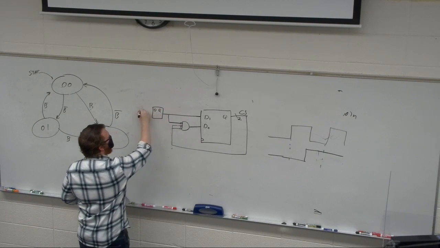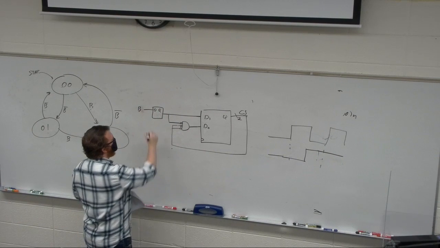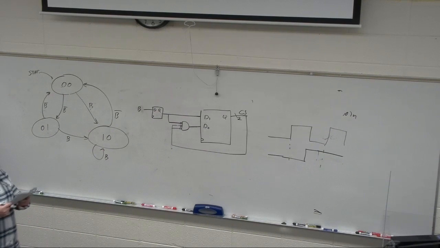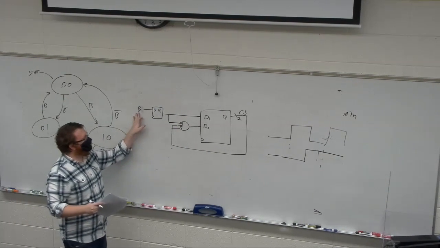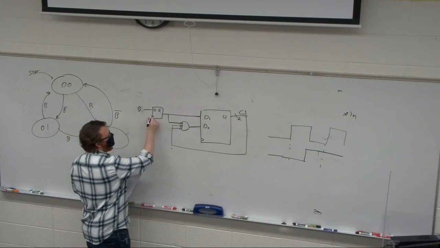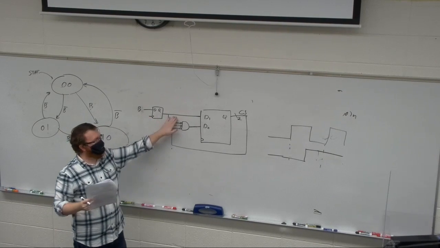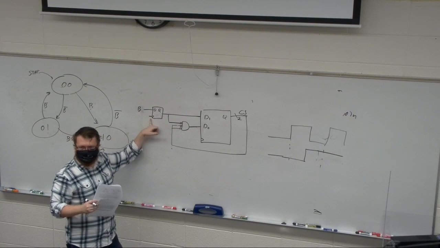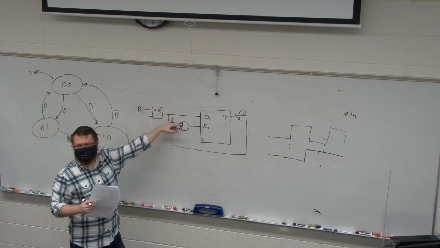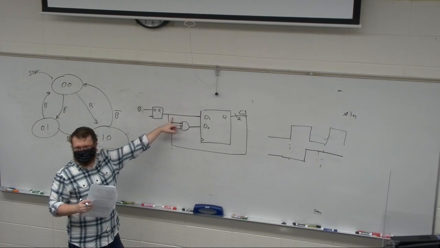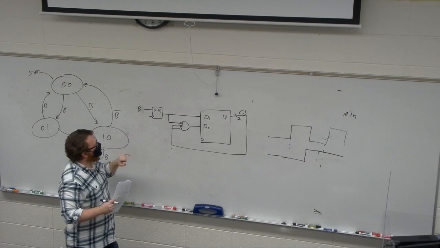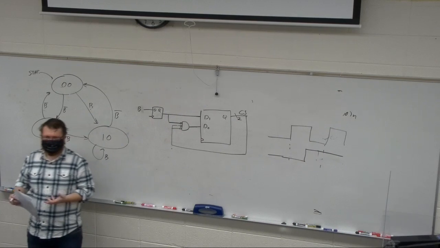is add just a simple D flip-flop to it, is now the output here can only change on the clock. Therefore, this input is synchronous. B is not synchronous, this is synchronous, right? Does everyone follow that?